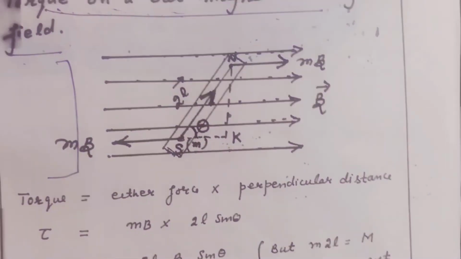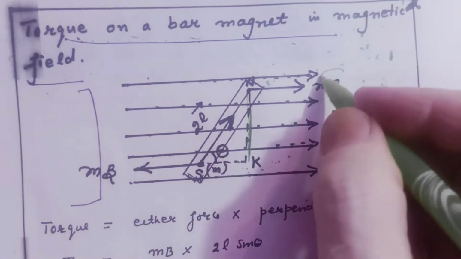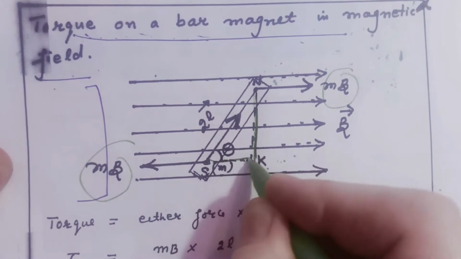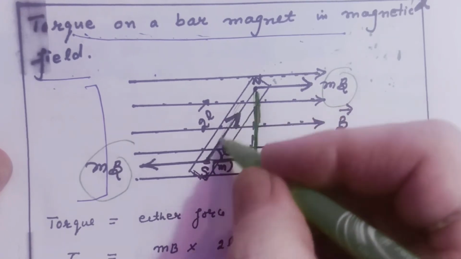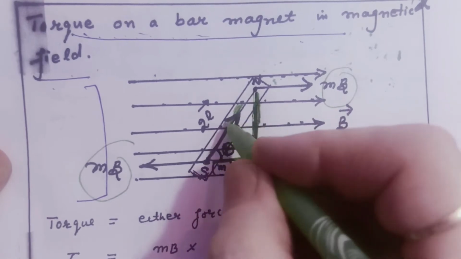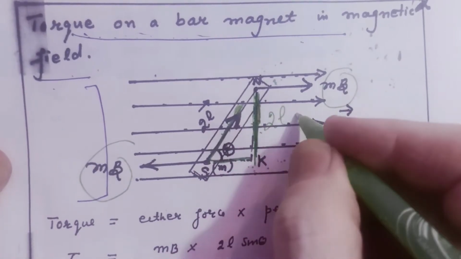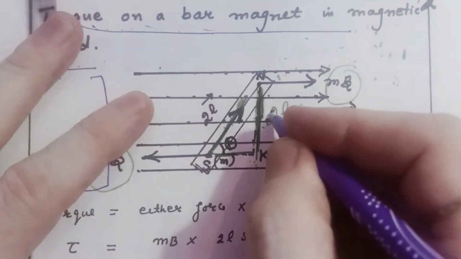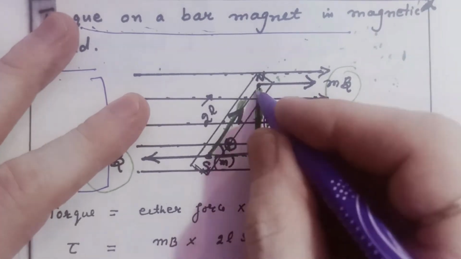So I am coming to this figure. This is the perpendicular distance between this force mB and this force mB. Now if this length is 2L and this angle is theta, what will be the perpendicular length? Perpendicular over hypotenuse is sine theta. So the perpendicular becomes 2L sine theta. So this is the perpendicular distance.